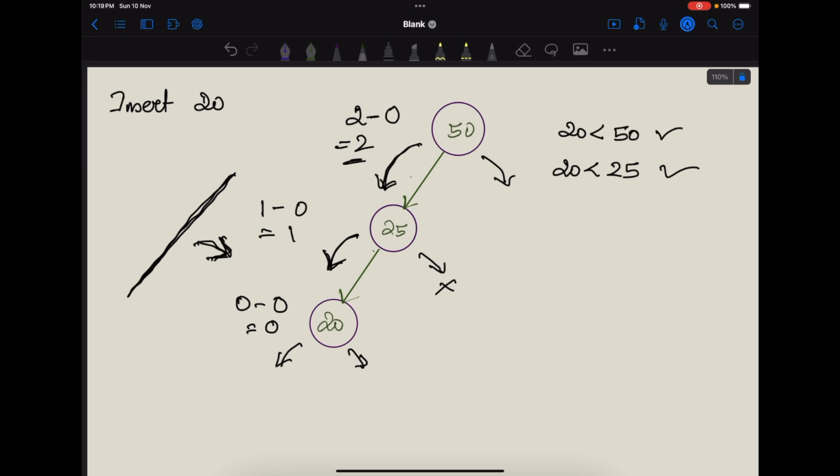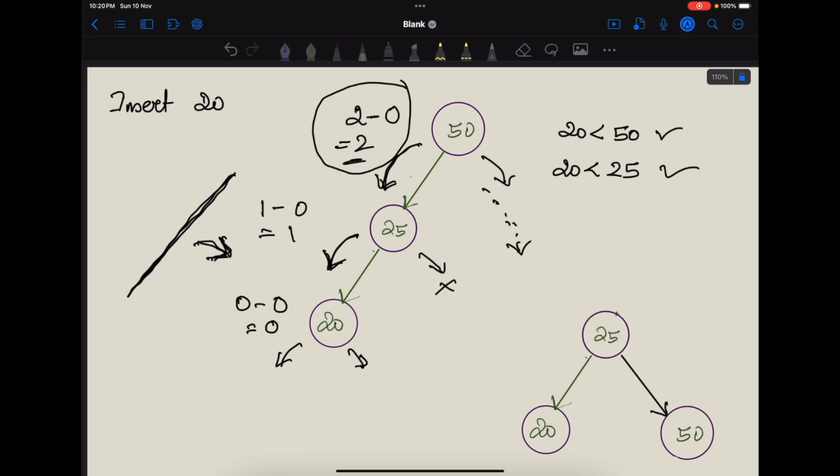Now, I already said you have to focus on the top level node. So where does the problem arise? The problem arises in this place. So you have to do this rotation. After the rotation, 50 comes to the right hand side of 25. Now you have to check the balance factor of 20.